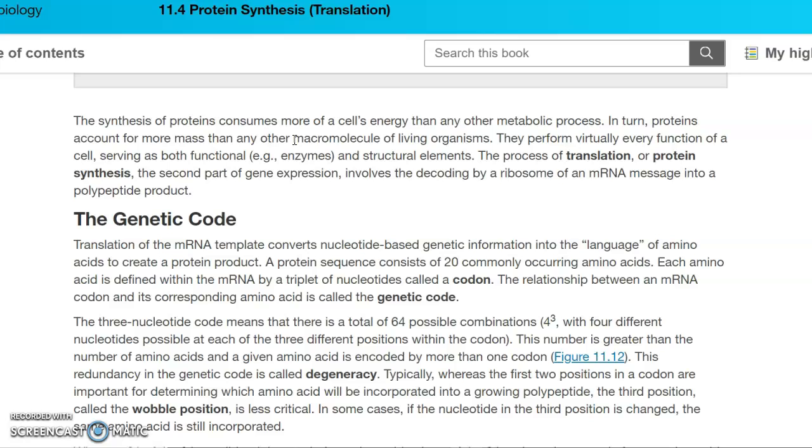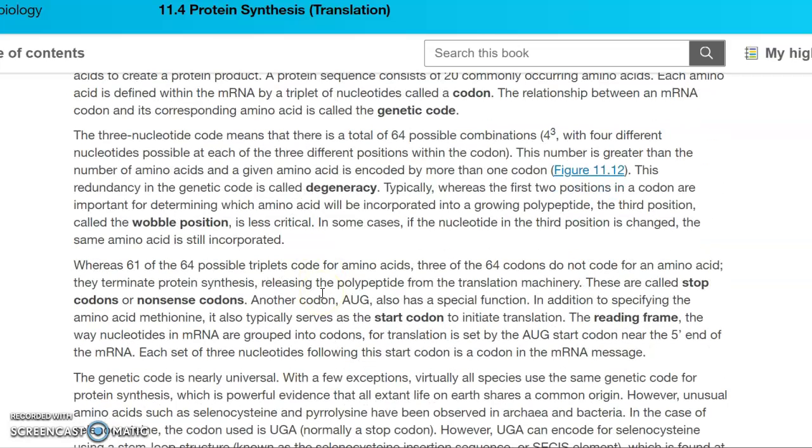There are 20 different amino acids, and each amino acid has one or more specific words, or sequences of nucleotides that code for it, and that's called a codon. And this relationship between that mRNA codon and the corresponding amino acid is called the genetic code. And each one of these is composed of 3 nucleotides. So there are 64 possible combinations that we can have when we look at this genetic code.